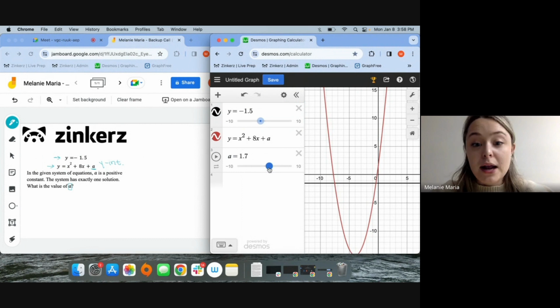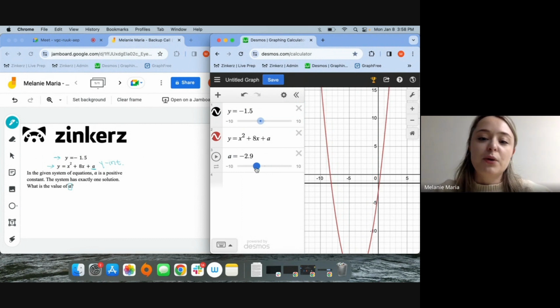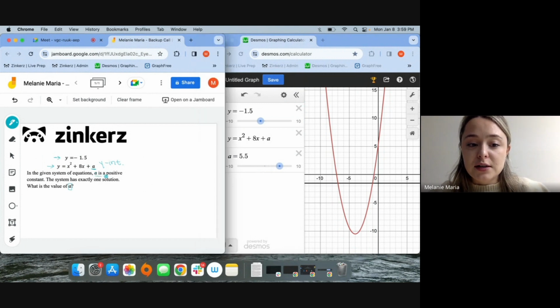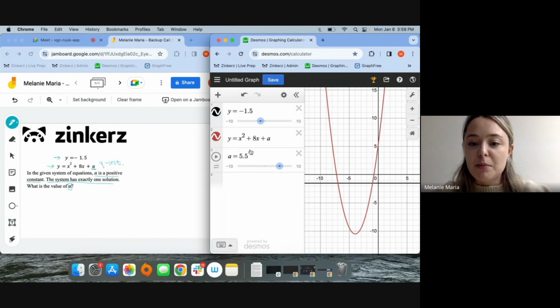Experiment with what happens if A is 1.7, for example? What happens if A is negative 3.2? I can mess around and see how that changes my parabola. So a couple of things to note here. They did tell us that A is a positive constant, so I should be sure to only be looking at positive values of A. And also, the system has exactly one solution. This means that these two lines intersect at exactly one place. So just a couple of things I'm keeping in mind as I take a look at these two lines.